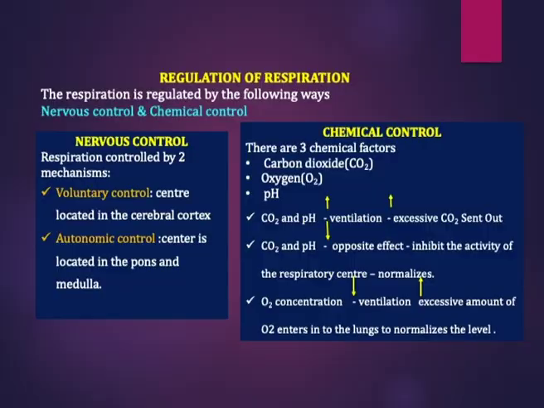Then how is respiration regulated? Respiration is regulated by the brain again. It has two control centers: a nervous control center and a chemical control. The nervous system controls it by two methods, voluntary control and autonomic control. Voluntary control is by the cerebral cortex, and autonomic control is by the pons varolii and medulla oblongata. And chemical control is based on the concentration of carbon dioxide, oxygen, and the pH of the blood.